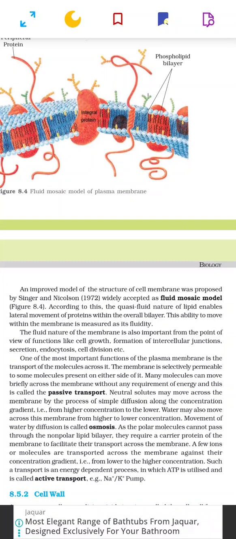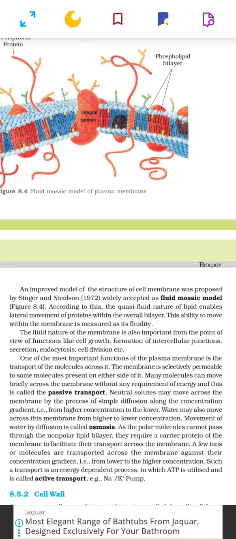One of the most important functions of the plasma membrane is the transport of molecules across it. The membrane is selectively permeable to some molecules present on either side of it. Many molecules can move freely across the membrane without any requirement of energy, and this is called passive transport. Neutral solutes may move across the membrane by the process of simple diffusion along the concentration gradient, that is from higher concentration to the lower. Water may also move across this membrane from higher to lower concentration. Movement of water by diffusion is called osmosis.